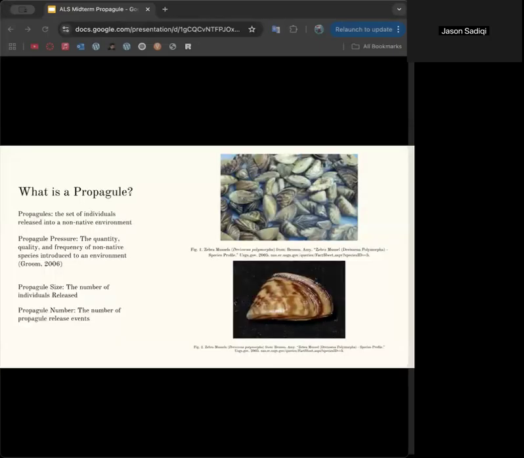A propagule is simply a set of individuals released into a non-native environment. Propagule pressure is the quantity, quality, and frequency of these propagules or non-native species introduced into an environment, and propagule pressure is sometimes referred to as introduction effort, but for this presentation we won't be using that term.